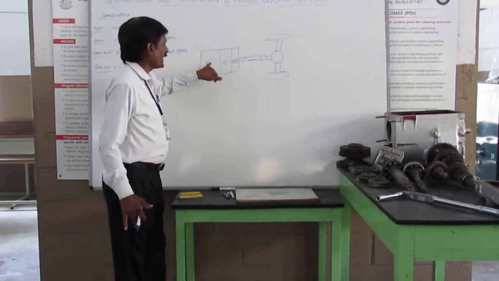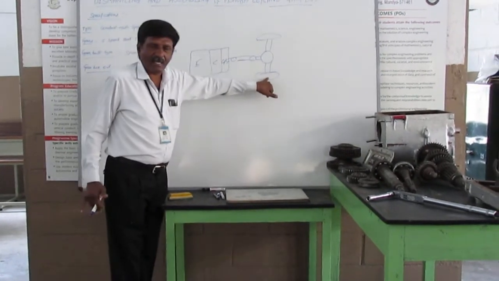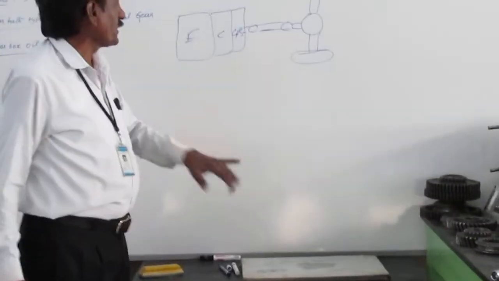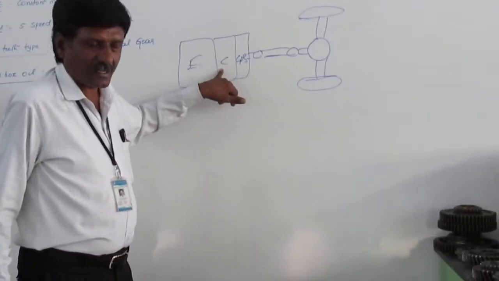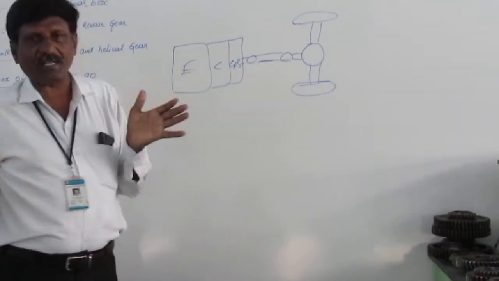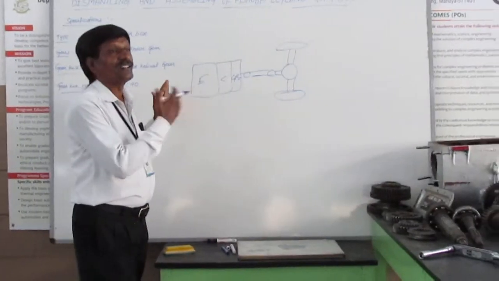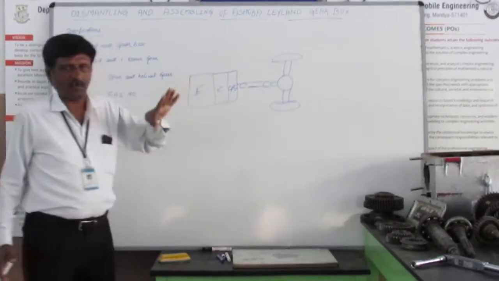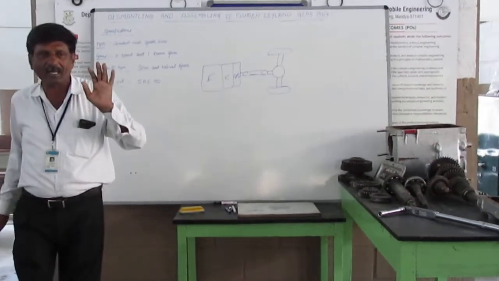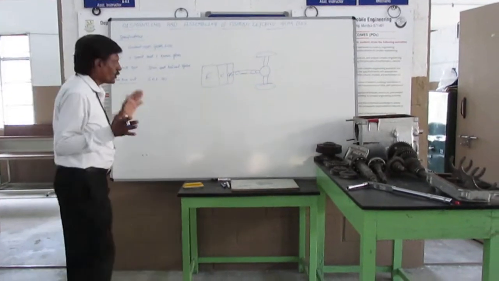Now, this engine is connected to the rear wheels or the driving wheels of the vehicle through different components that we call the transmission system. It includes the clutch, and the main function of the clutch is to connect or disconnect, engage or disengage the engine from the rest of the transmission system.